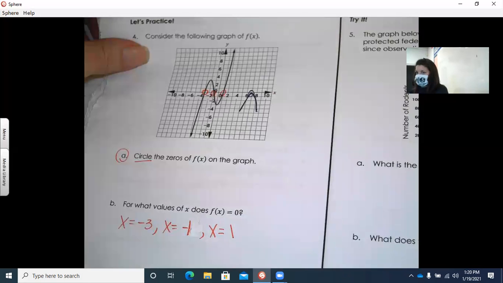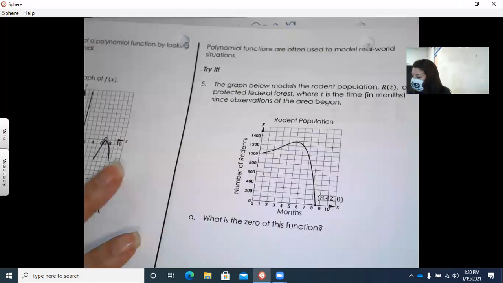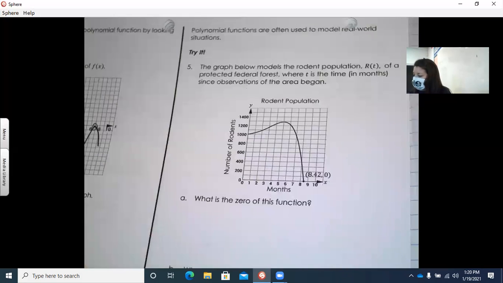Let's look at the triad. Polynomial functions are often used to model real-world situations. The graph below models the rodent population.